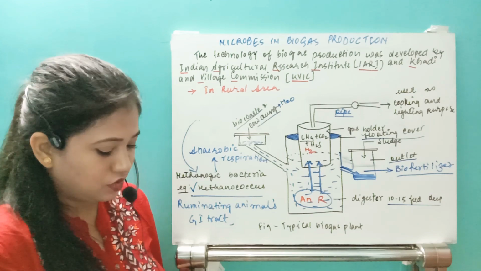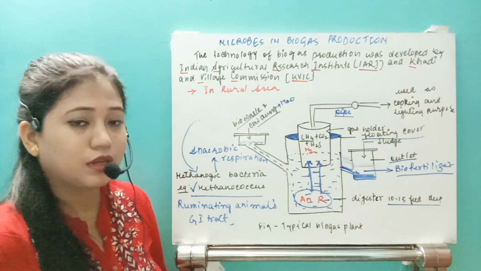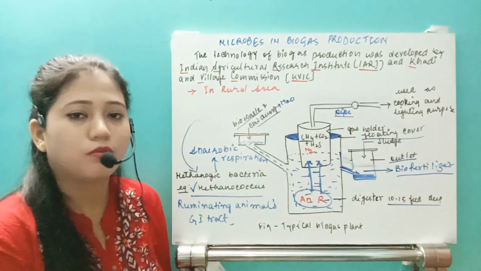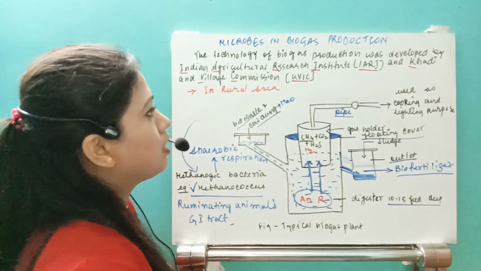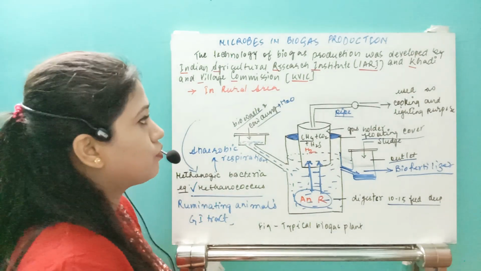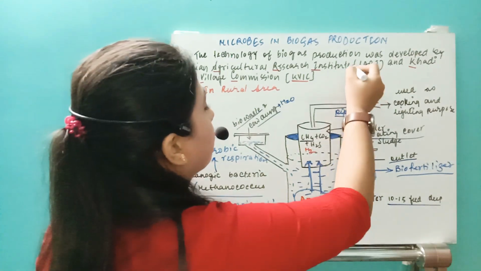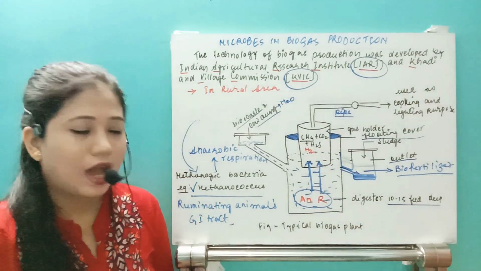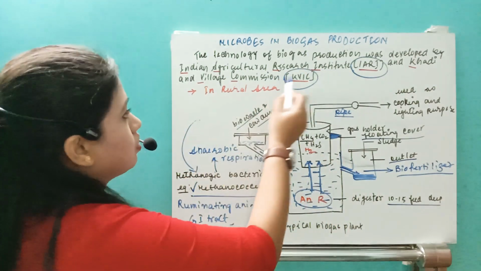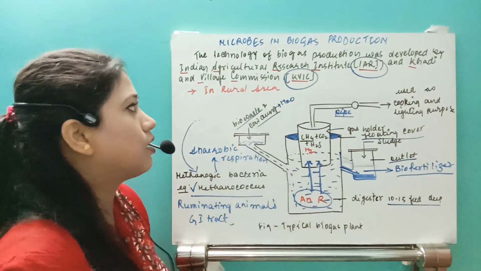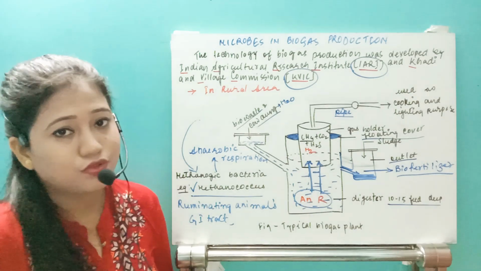Just remember, this is one 5-mark question that can be asked. You have to draw the diagram and provide the information about all these parts. Then after that, 2 more important things are here. You have to remember the full forms of IARI and KVIC. IARI means Indian Agricultural Research Institute and KVIC means Khadi and Village Industries Commission. So these two you have to remember.